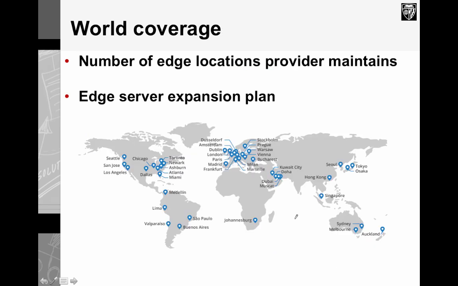What kind of coverage does the CDN provider have? Do they only have 5 edge sites, or do they have tens or hundreds of edge sites? The number of edge locations or edge sites that a provider maintains is an important factor for choosing a CDN. It's something that you should know. And also, what is their edge server expansion plan? If they are not widespread in Asia, are they planning to expand in Asia? That's something you would want to know, especially if you're going to be serving content to Asia.